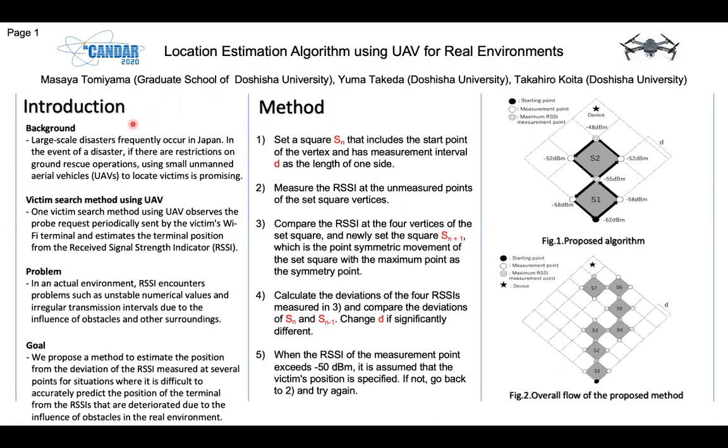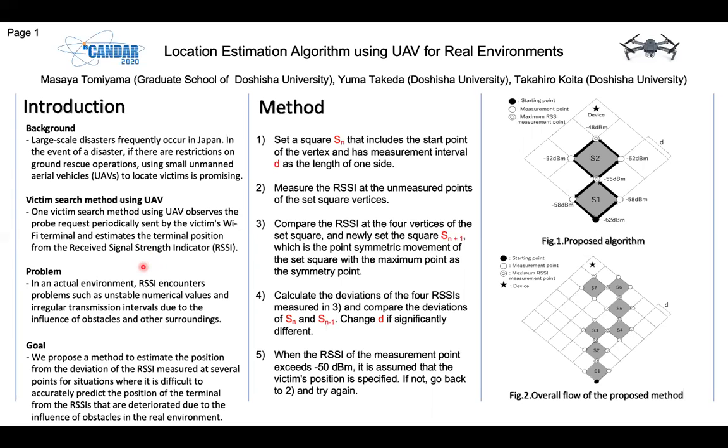I'll begin with the background. Large-scale disasters frequently occur in Japan. In the event of a disaster, if there are restrictions on ground rescue operations, using small unmanned aerial vehicles (UAV) to locate victims is promising. One victim search method using UAV observes the probe request periodically sent by the victim's Wi-Fi terminal and estimates the terminal position from the received signal strength indicator (RSSI).